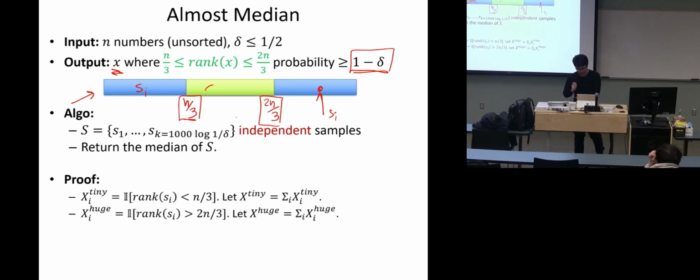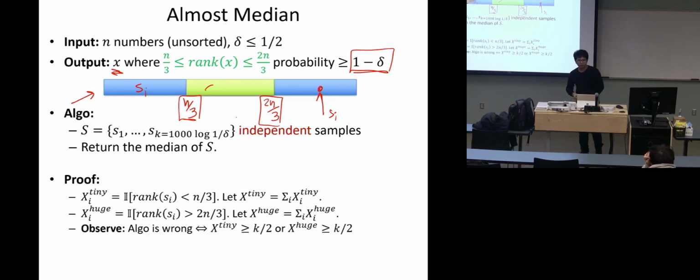Okay. And now observe that the algorithm is going to be wrong. Actually, maybe right, let me write. The algorithm is going to be right if and only if x tiny is less than k/2, and x huge is also less than k/2.